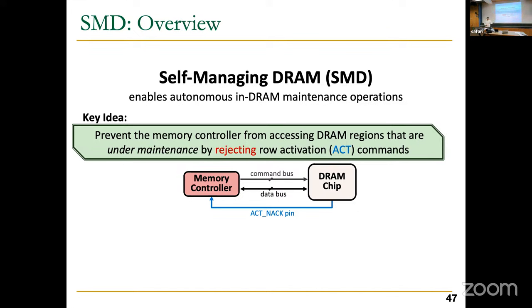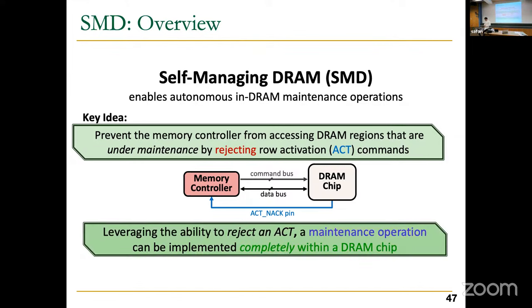Now, I said conceptual because you don't have to add a new pin, essentially, because DDR4 and DDR5 have a special purpose alert_n signal that's used when data written to the DRAM chip fails some reliability checks or integrity checks. So the DRAM chip can already warn the memory controller and tell it to perform an operation again. So you can use that also. You don't have to add a new pin.